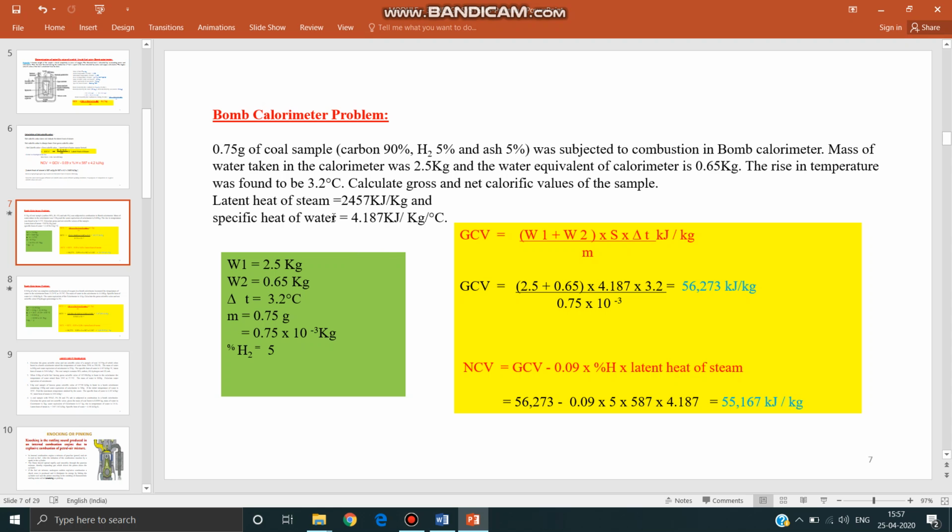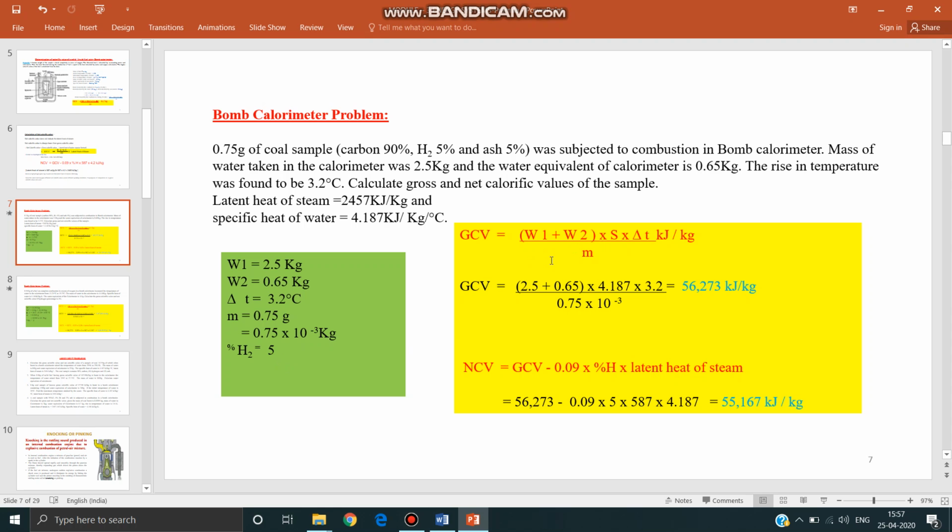Now the given data: latent heat of steam is this much, specific heat of water is this much. Now please list the values given. W1, that is mass of water taken in the calorimeter, water equivalent of calorimeter, that is 0.65 kg, and delta T, rise in temperature. M is nothing but mass of chemical fuel. Now everything should be in SI unit, so we have to convert it into SI unit, so multiply it by 10 to the power minus 3. Then percentage of hydrogen is 5. Here carbon and ash percentage they have given, it's not required, only hydrogen percentage is required, so that is 5.